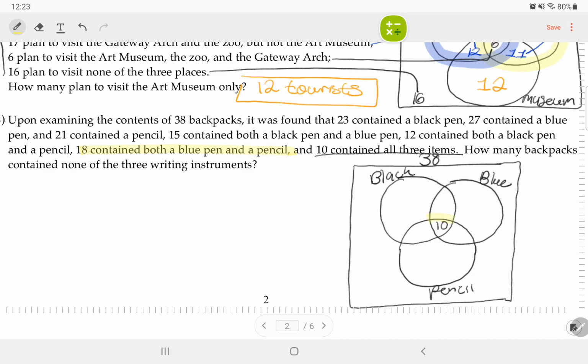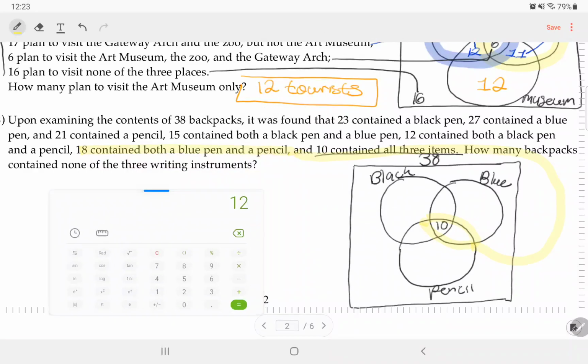The categories overlap right here, and the area highlighted in yellow, that entire area must add up to 18. So far, I have 10 inside because 10 has all three. If I know the entire overlap must add up to 18, and I have 10 inside, you can subtract that 10 from 18. I know it's 8, but I'm going to use my calculator. 18 minus 10 is 8.